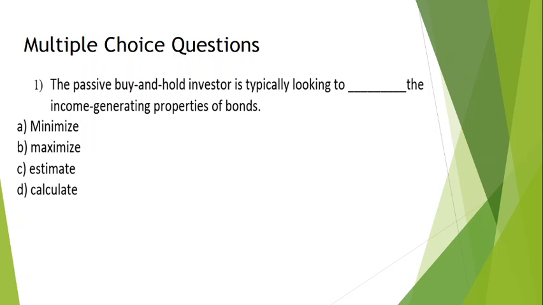The first question is, the passive buy and hold investor is typically looking to dash the income generating properties of bonds. There are four options. Option A, minimize. Option B, maximize. Option C, estimate. Option D, calculate. Which is the perfect answer for this? Can anybody guess? The answer is maximize. The passive buy and hold investor is typically looking to maximize the income generating properties of bonds.